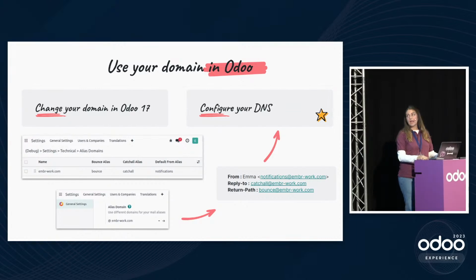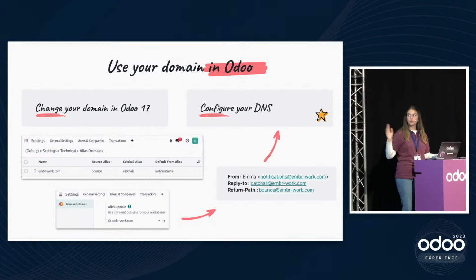And the second step, I put a little star because actually it's the most important one, to configure my DNS. We will see how to do it in the slide after. So now my emails will be sent from my domain.